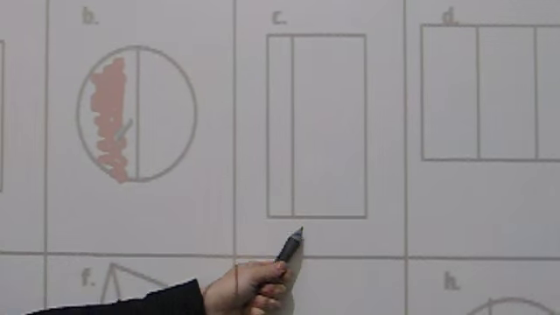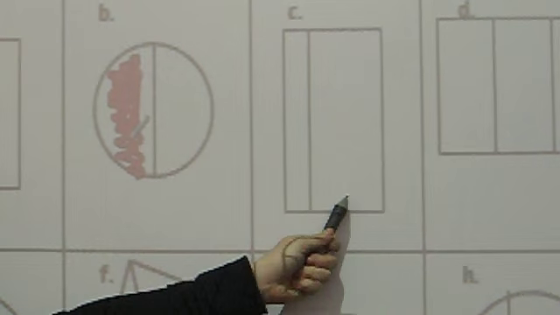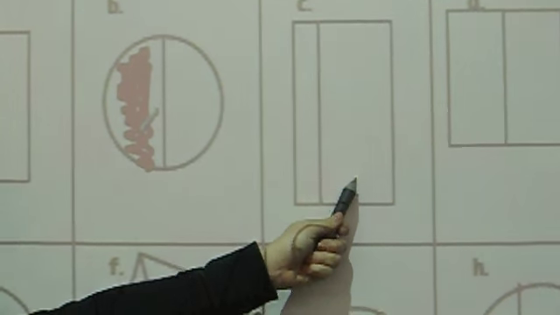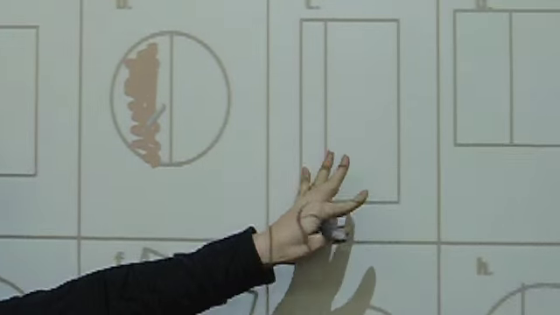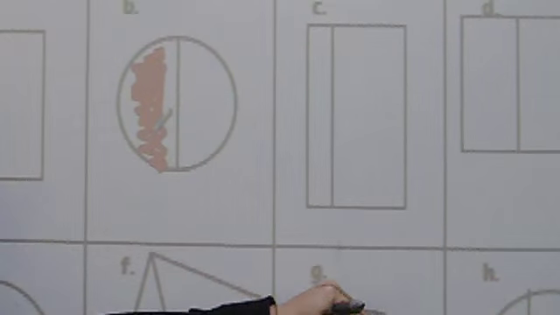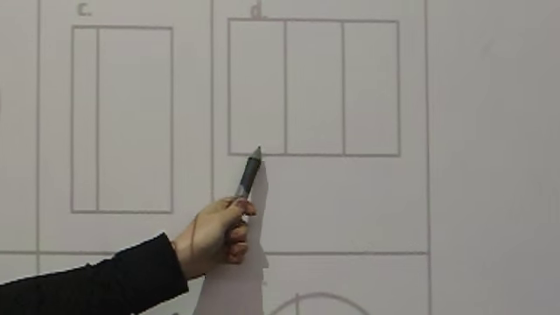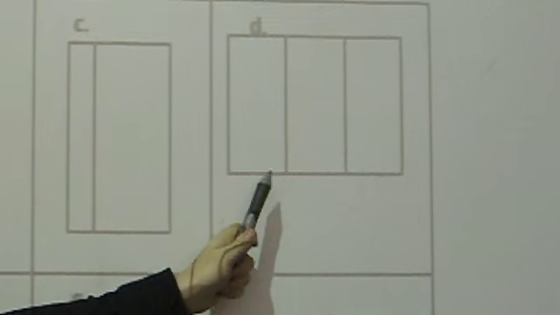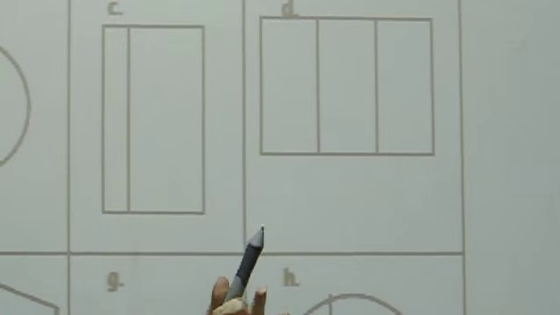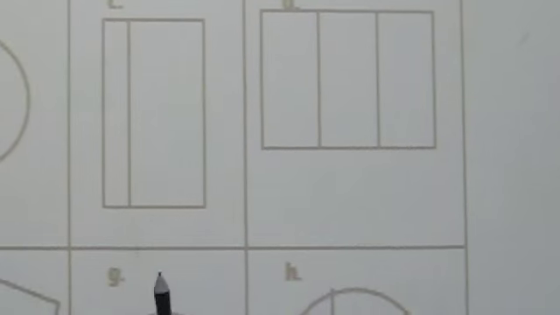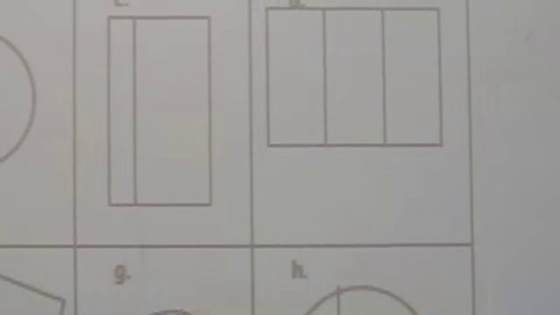Let's look at C. There's 2 shares, but they are not equal. They don't have the same amount on both. So we're not going to do anything to C. We're going to leave it blank. D. Let's look at the amount of shares there are. 1, 2, 3 pieces. We're looking for shapes with 2 pieces. So D doesn't work either. We're going to leave that one blank.